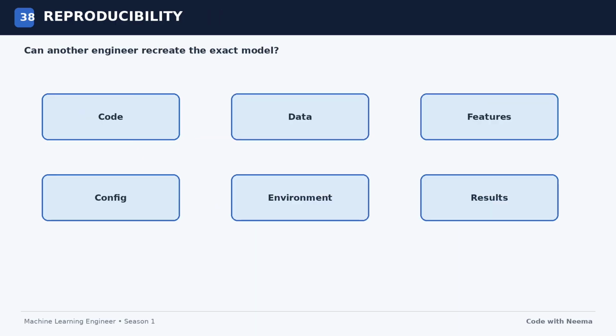Imagine you trained an excellent model 6 months ago. Can you recreate it today? If the answer is no, that's a problem. Production ML requires reproducibility. We need to know which code, data, features, configurations, and environment were used. This becomes especially important when working as part of an engineering team.